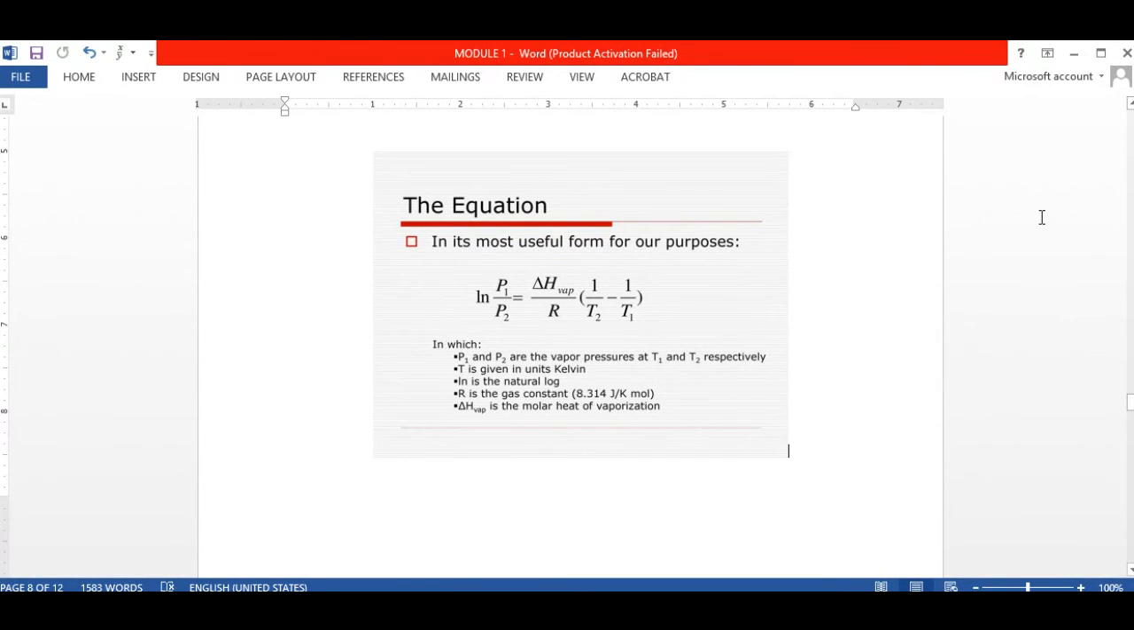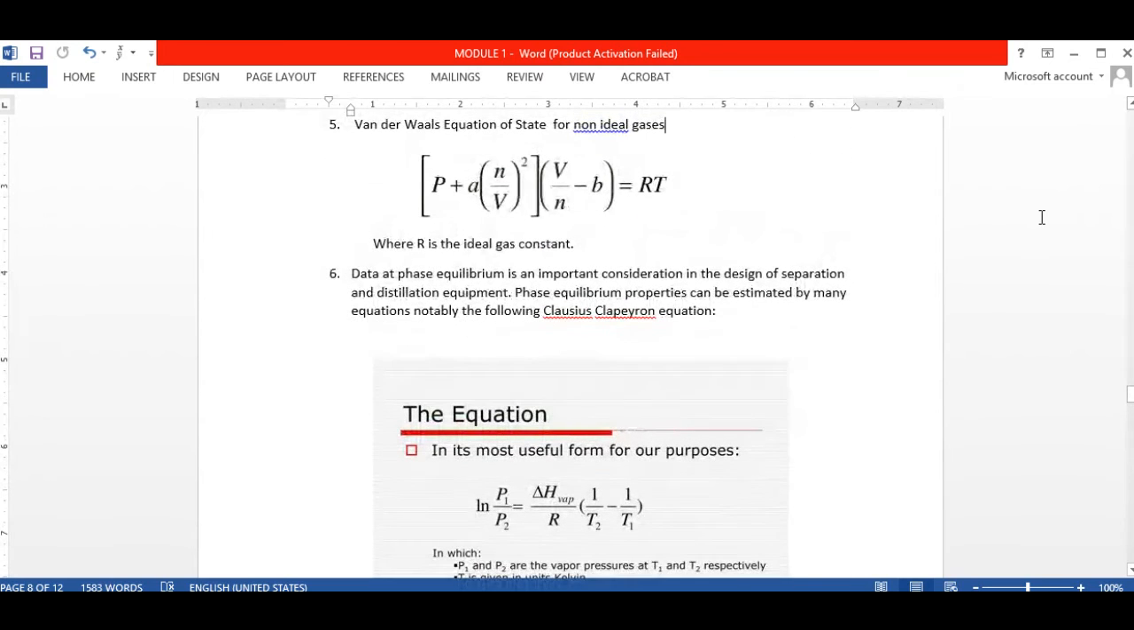Okay. So now we were talking about the equipment design, and we were talking about how to get data. I told you about two options. One is that you find it directly from the handbook, monograph, or tables.